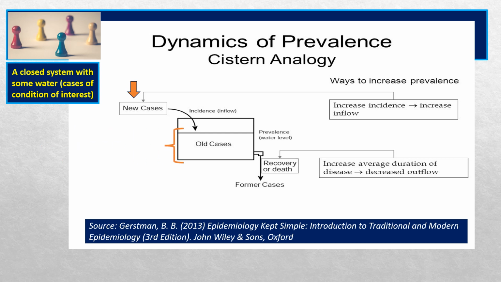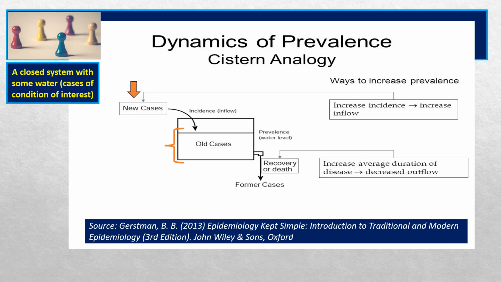The total amount of water in the cistern at any given moment represents the prevalence of the disease of interest. Prevalence includes both the water that came in through the faucet, those are your new cases, and the water that was already in the cistern, which are your existing cases.